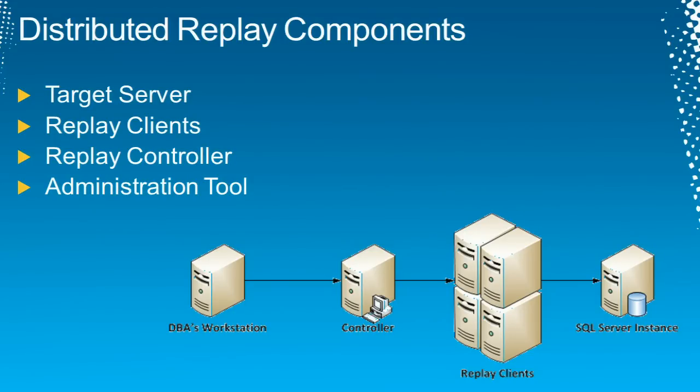You've got a replay controller. So this is just a machine that tells everything else what to do. And then you've got an administration tool that you're going to probably want to run on your workstation, or you can just RDP into the replay controller, which is what I'll be doing for my demo. Now, you don't need to have a separate machine for the replay controller. The replay controller can be one of these machines that's a replay client as well. It won't give it any other priority or any higher priority. There's just two services that run that send it to each other.